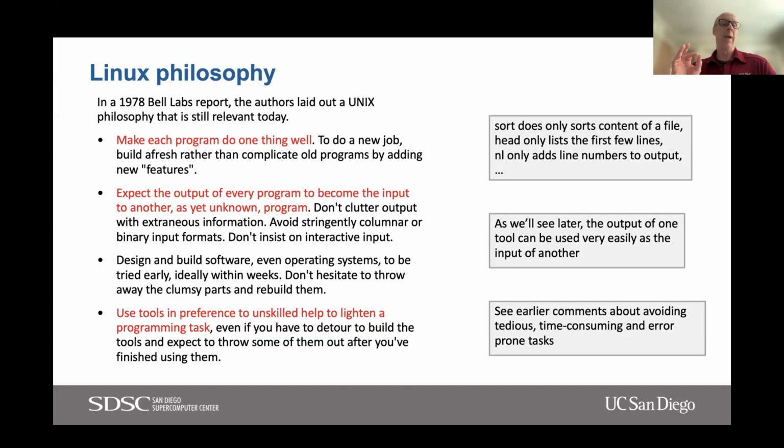So first of all, in the Unix and now Linux world, they had an emphasis on making each program do one thing well. So for example, sort only sorts the contents of a file. Head only lists the first few lines. NL only adds line numbers to output. So they didn't try to come up with general purpose tools that do many, many things. Instead, they created what I'm going to call smaller tools that were very focused to do one thing and to do it well.